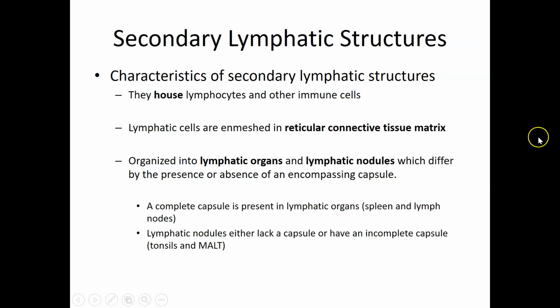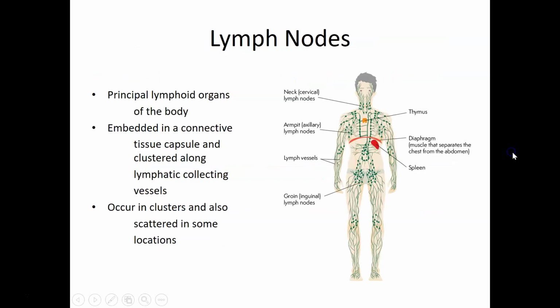Okay. Also, just to remind you, lymphatic organs have a capsule, and those are going to be the spleen and lymph nodes. The lymphatic tissues or nodules don't have a capsule. That's the MALT and the tonsils. All right, so let's start with the lymph nodes. Just some general information about lymph nodes.